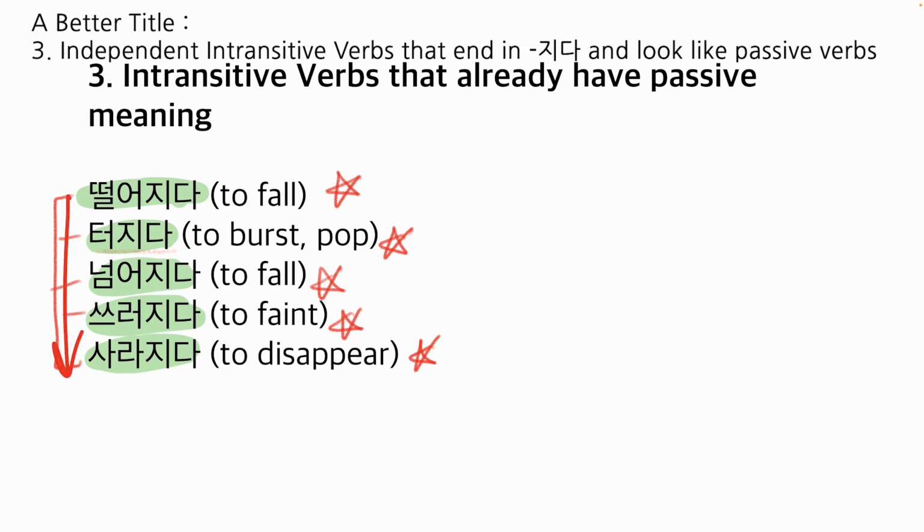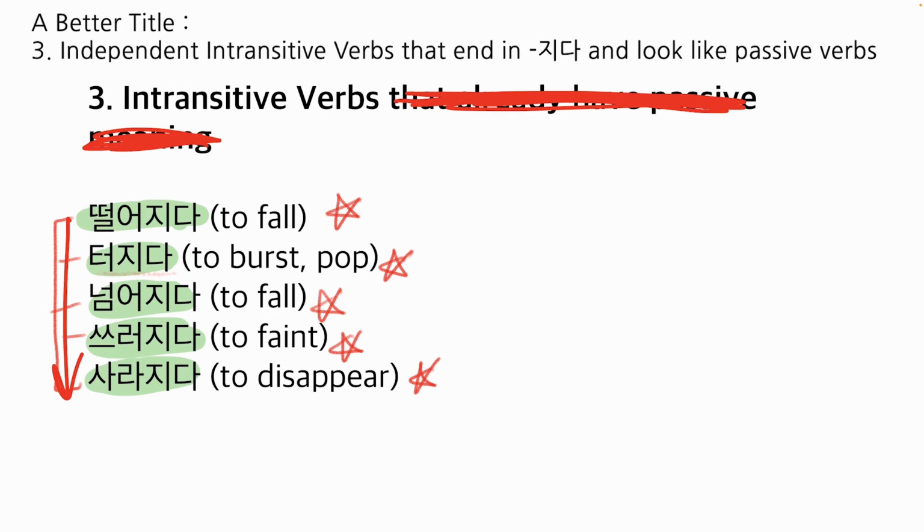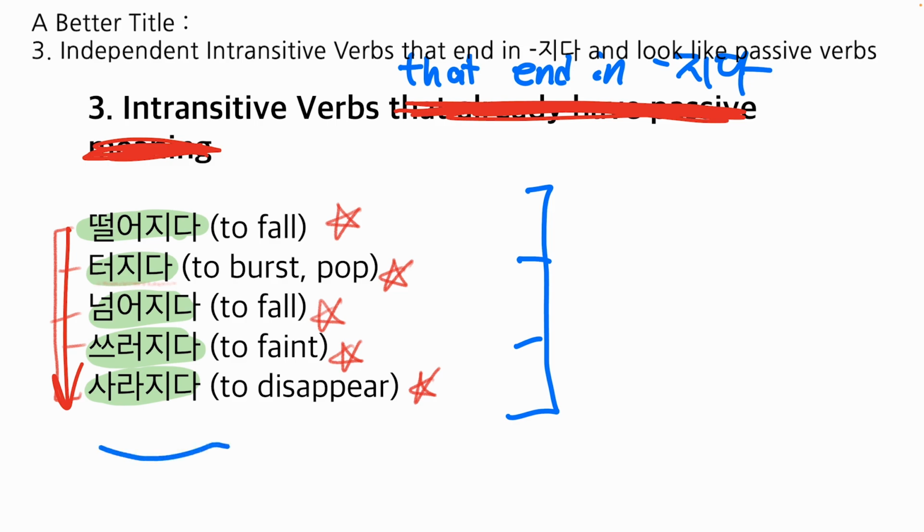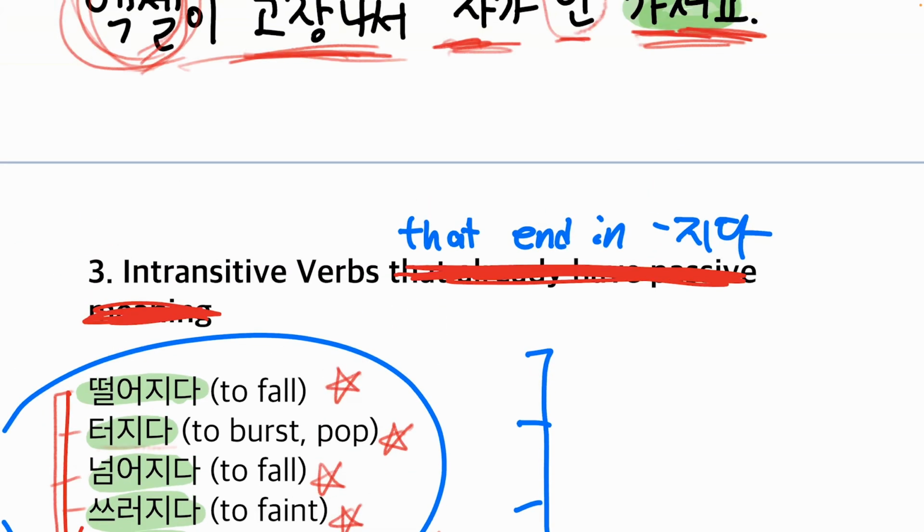So here I said intransitive verbs that already have passive meaning, but I'm not sure what I mean by that myself, so I'm just going to exclude this and change the title: intransitive verbs that end in 지다. And even though they're not passive verbs per se, I included these vocabs in my passive verb vocabs list just so that you don't get them mixed up with being a passive verb. So yeah, we're going to learn these words as well in our next 3 live classes.